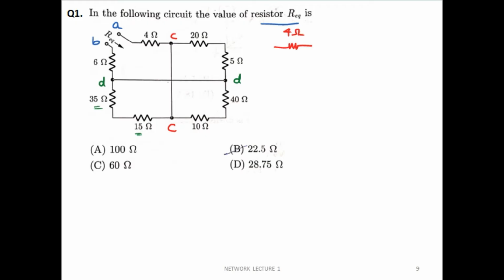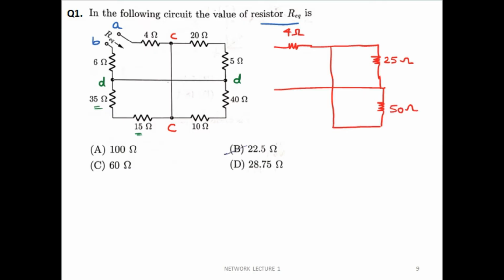Okay, so this is 4 ohm and 20 and 25 it will be 25 because they are connected in series, so this is 25 ohm. Okay, and this is 40 ohm and 10 ohm, these are connected in series, so it will be 50 ohm, and this is 35 plus 15, these are also connected in series, so it will be 50 ohm, and here we are having a 6 ohm resistance.